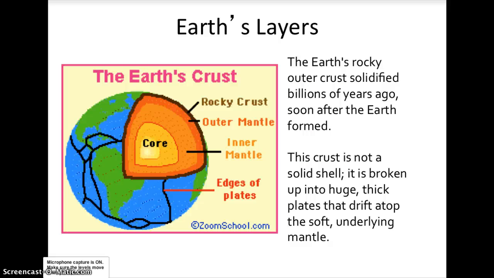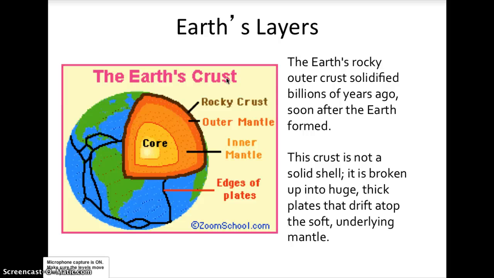Plate tectonics are about the Earth's layers. So write down Earth's layers right there. Here we have, what I want you to do is write these three names right here. The rocky crust, the outer mantle, and the inner mantle. Those are parts of the Earth's crust, which is the top layer of the Earth. If you think of the Earth as like an egg, the crust would be like the shell on the egg. Alright?